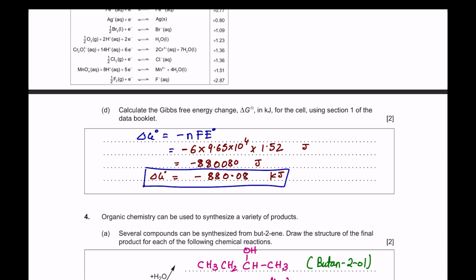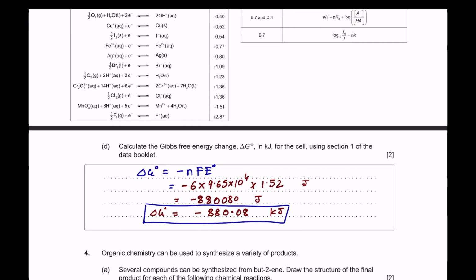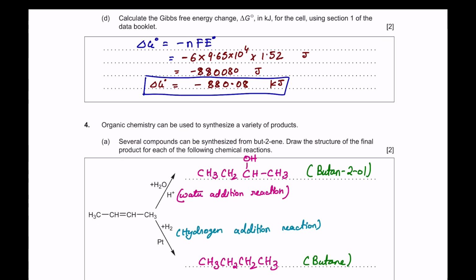So n is 6. F, we need to get this value. It's given in section 2, and it is 9.65 times 10 to the power 4. And we have E naught value of 1.52 volts. On multiplying all of this, we have 880080 joules. So you can just divide it by 1000 and we will get delta G value as negative 880.08 kilojoules. Delta G is negative. That means this cell reaction is spontaneous and the cell exists. So that's all about question 3.